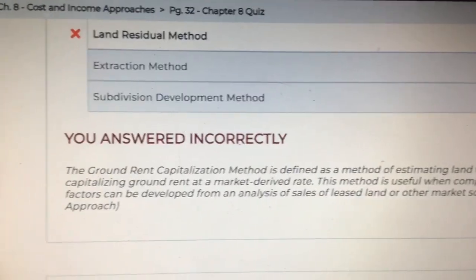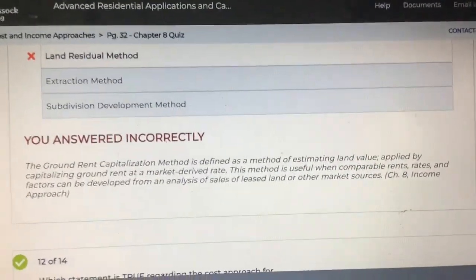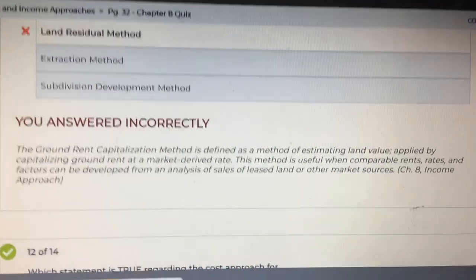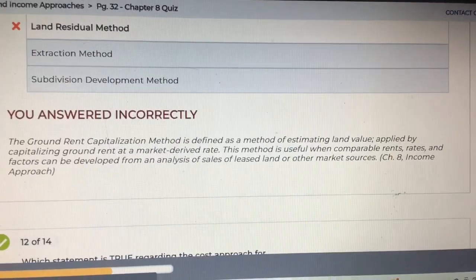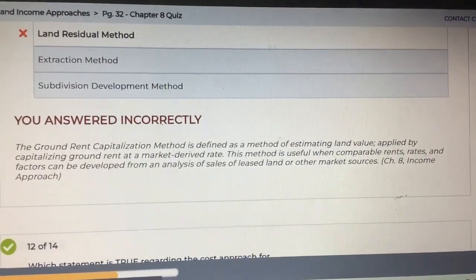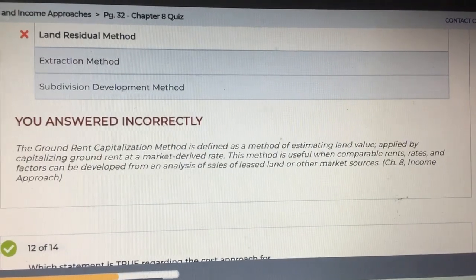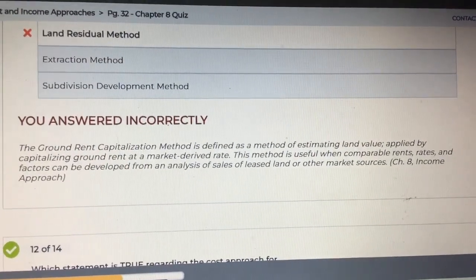The ground rent capitalization method is defined as a method of estimating land value applied by capitalizing ground rent at a market-derived rate. This method is useful when comparable rents, rates, and factors can be developed from an analysis of sales of leased land or other market sources. Chapter 8, Income Approach.